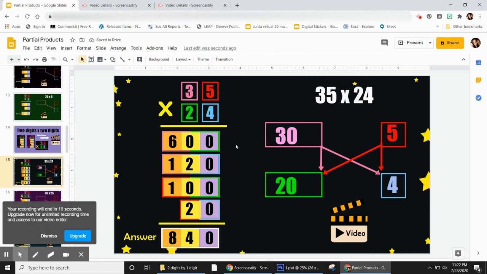Fill in your colored boxes and then fill in these boxes and then add it all together. Remember, on every slide, there is a video to help you get started if you get stuck.